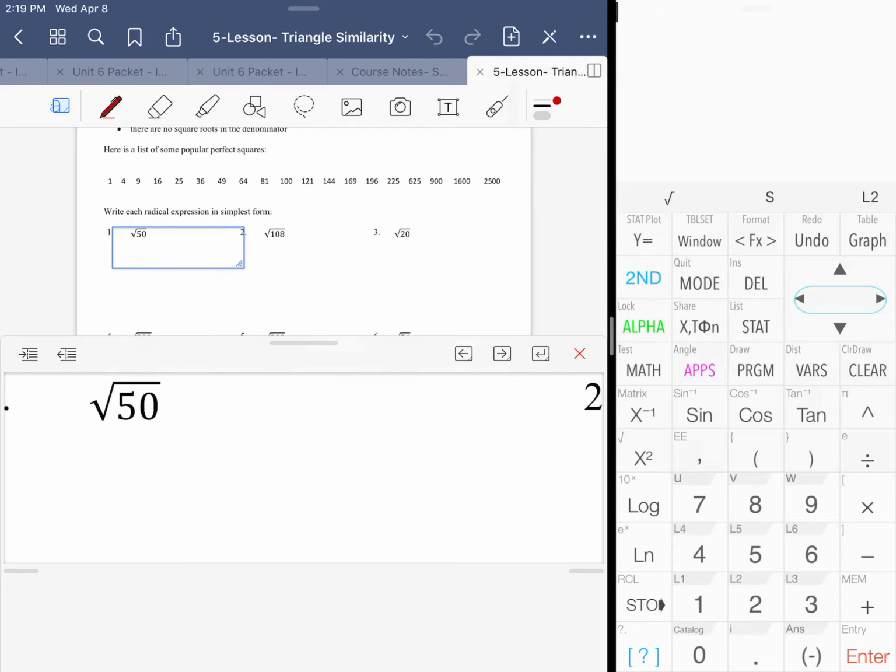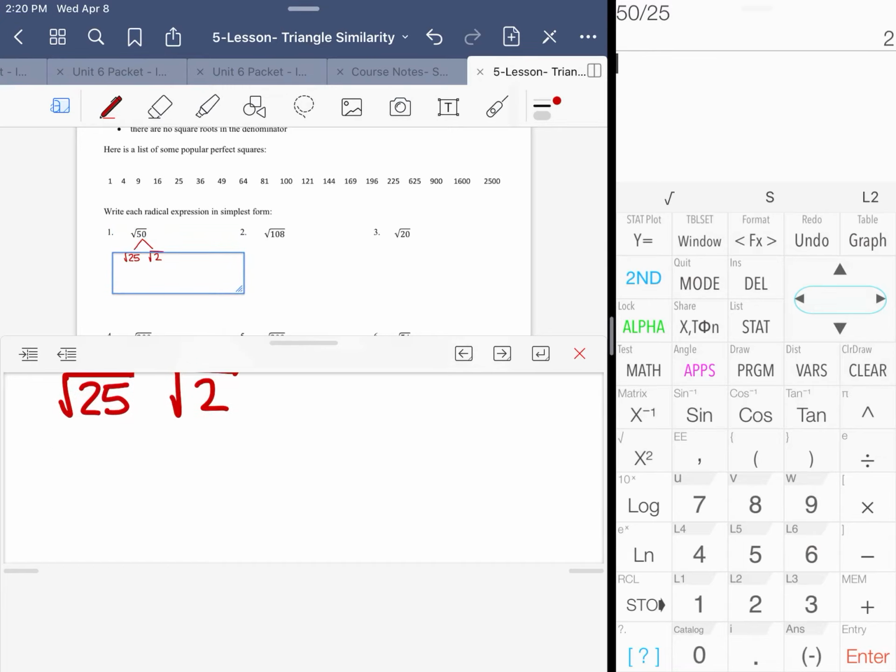So we have the square root of 50. The square root of 50 can be broken down into the product of two factors, the largest of which is a perfect square. If I'm going through my list here, 1, 4, 9, and so on, looking for values that divide evenly into 50, the largest one that will divide evenly into 50 is 25. Then I take my 50 and divide it by that 25. That gives me 2, and that tells me what the other factor would be.